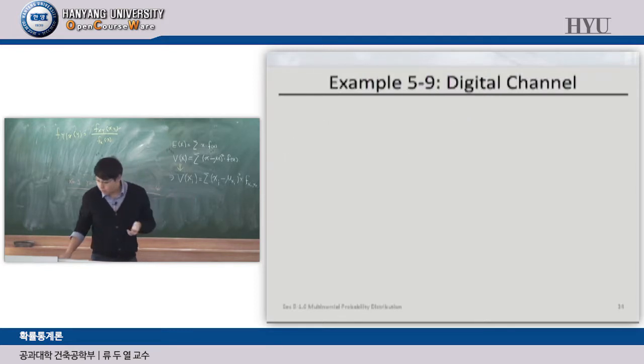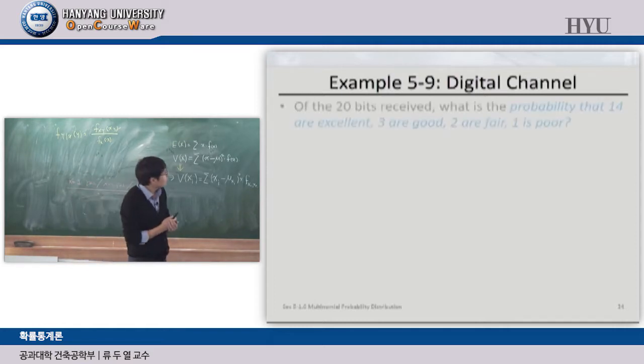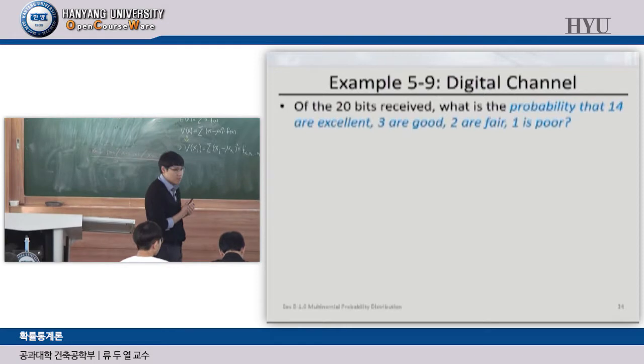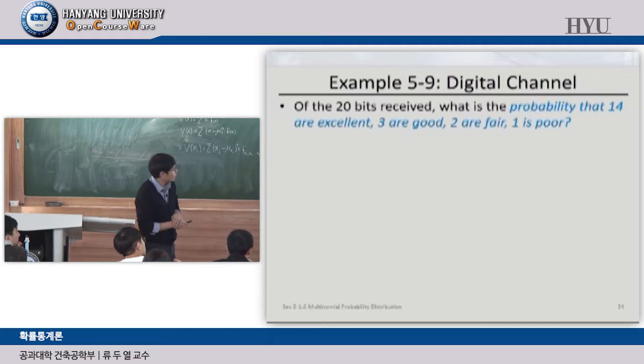And this example, okay? Of the 20 bits received, what is the probability that 14 are excellent, 3 are good, 2 are fair, and 1 is poor? In this case, we have a total of 4 options, right? So this is a multinomial distribution case.